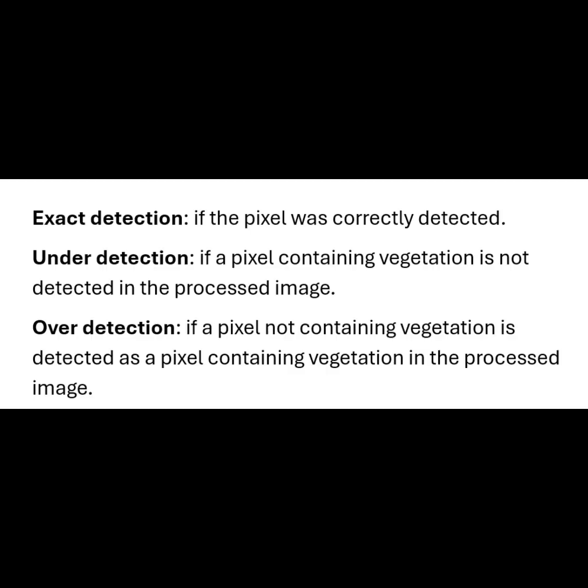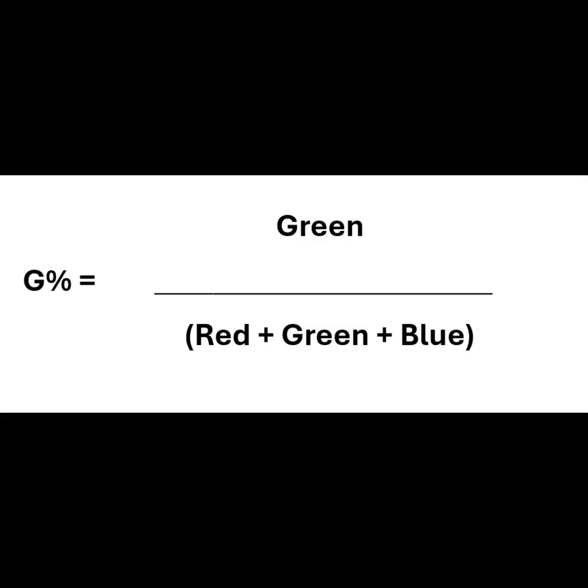Following this, each pixel was categorized into one of these 3 categories. Exact detection, if the pixel was correctly detected. Under detection, if a pixel containing vegetation is not detected in the processed image. Over detection, if a pixel not containing vegetation is detected as a pixel containing vegetation in the processed image. These steps were performed for 13 different indices, but the index that resulted in the highest accuracy was G% or green percentage index, and the formula can be seen here.